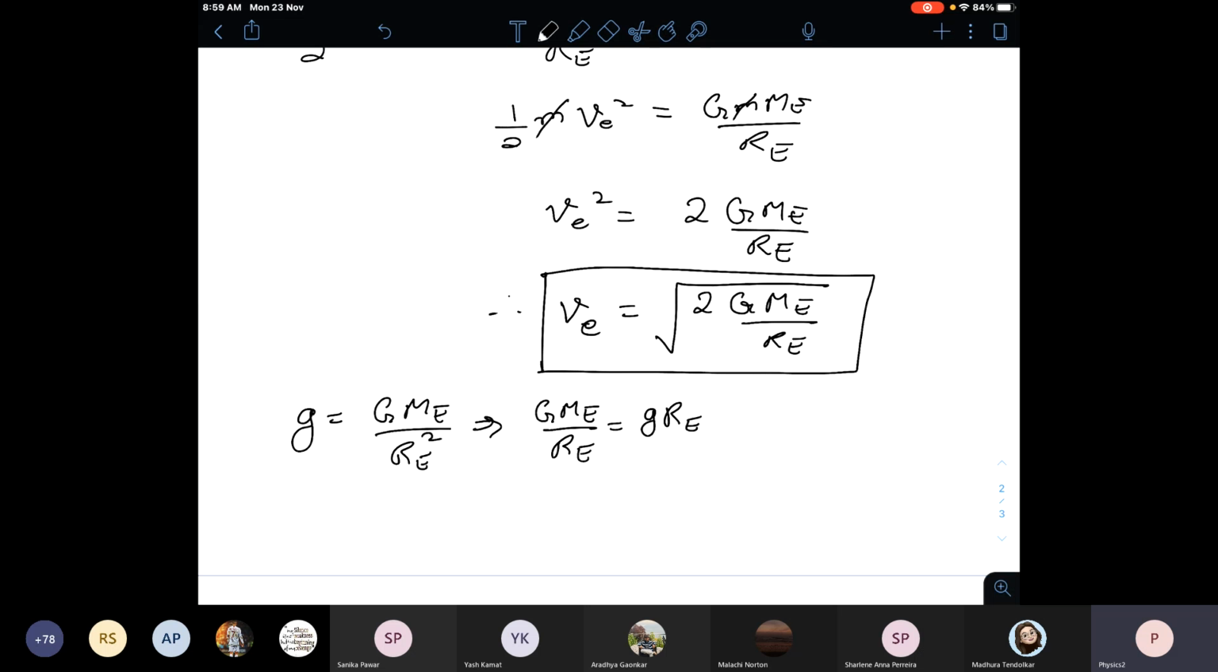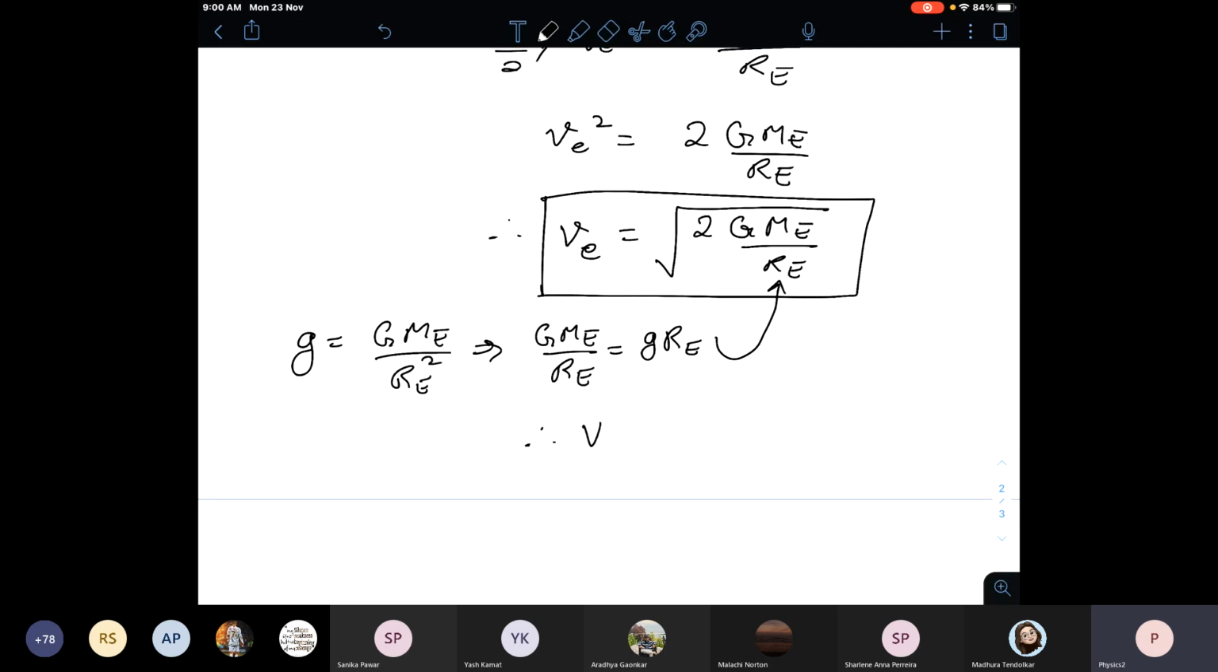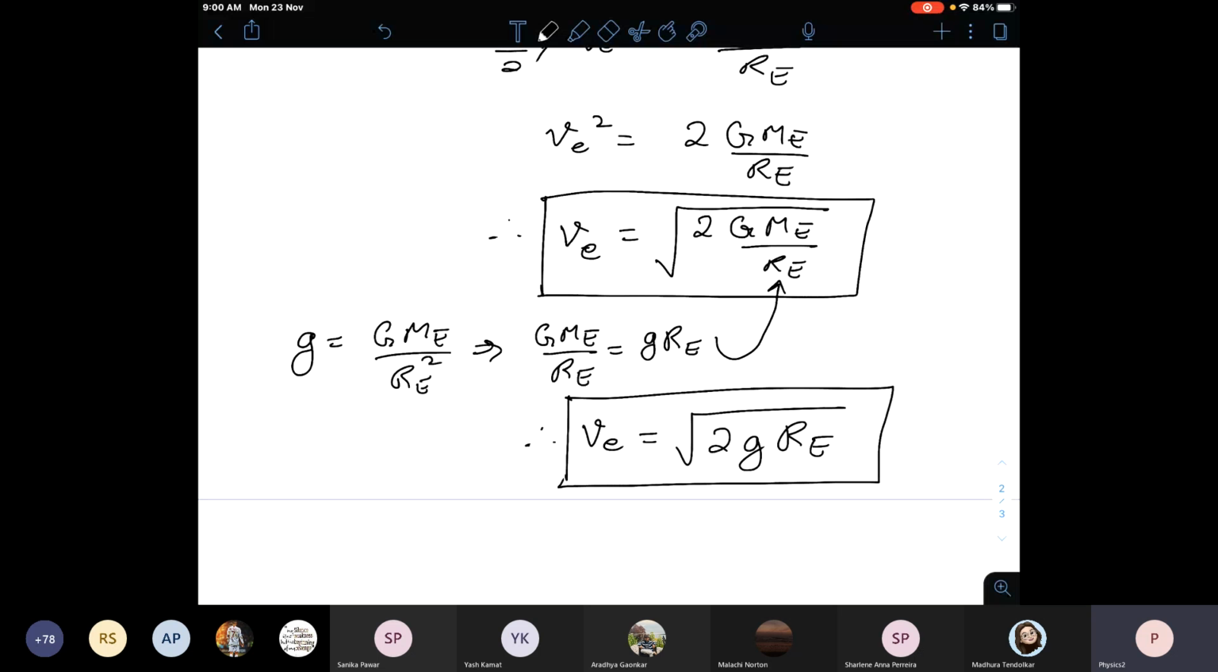Okay, G times radius of Earth. So you can replace this complete term over here. So the escape velocity has another representation. The basic is same, it is just a representation. It is under root of 2GRE. That's it. Whichever is suitable to you, whichever you want, you can remember it.